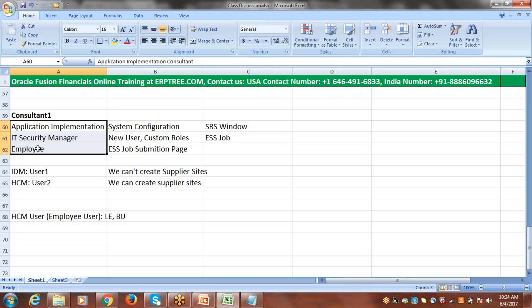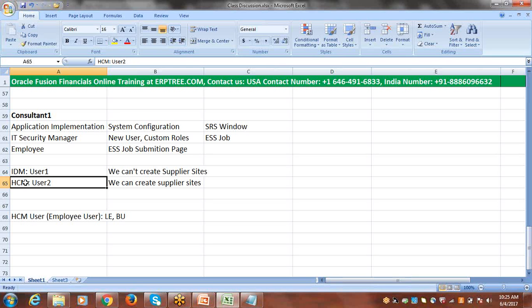My question is, through HCM user, without defining or assigning an employee, can we create a supplier site? No. See, it's not like a separate step. There won't be any step to assign. The definition itself will sync with that. When you say HCM, it is nothing but you will create the basic definition of an employee.